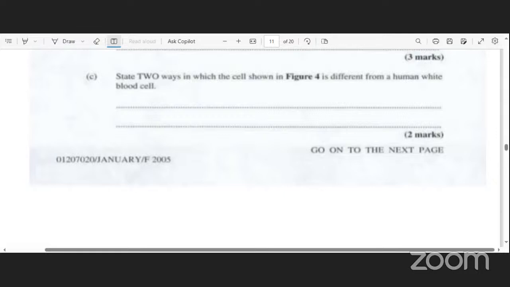So no cell wall, the vacuole is smaller. That is indeed correct. So in an animal cell, the vacuole is smaller, it's temporary, and you have more than one. When compared to a plant cell, the vacuole is large, it's permanent, and you can only find one vacuole. So no cell wall, no chloroplast.